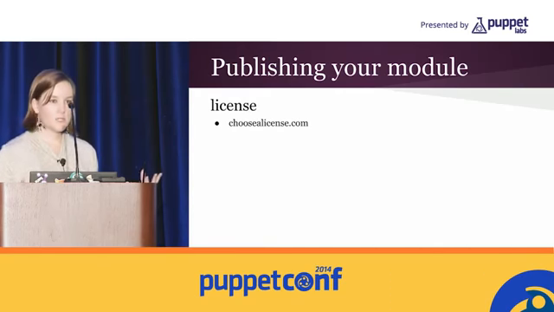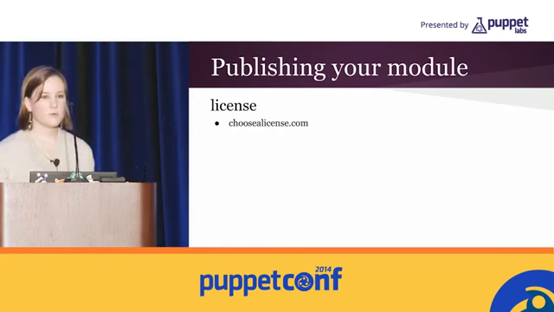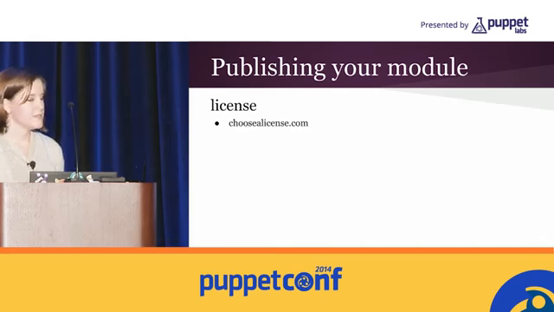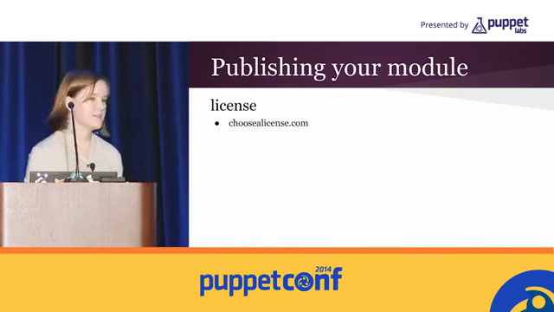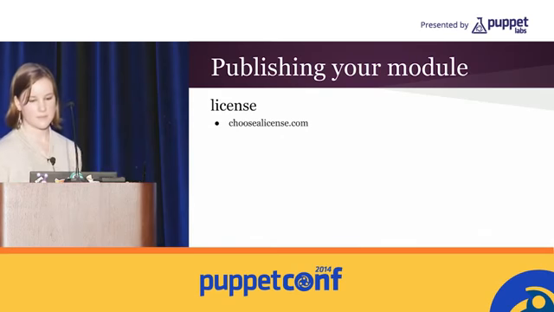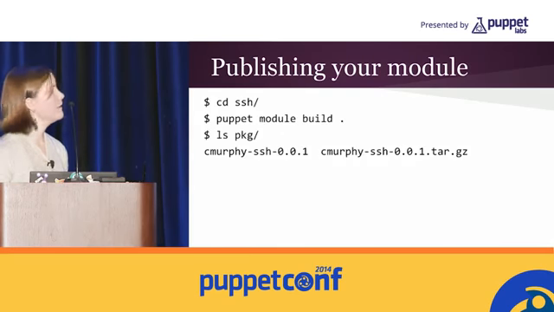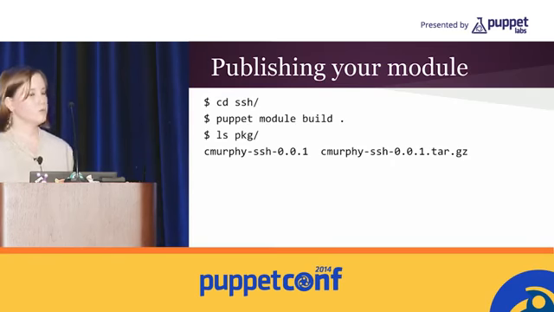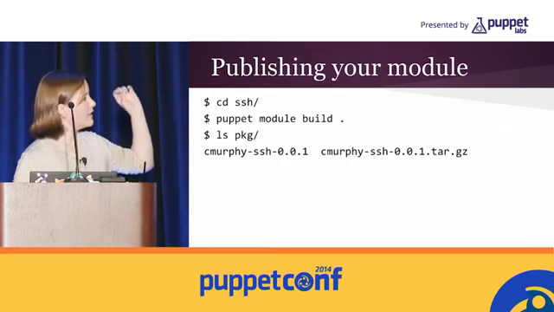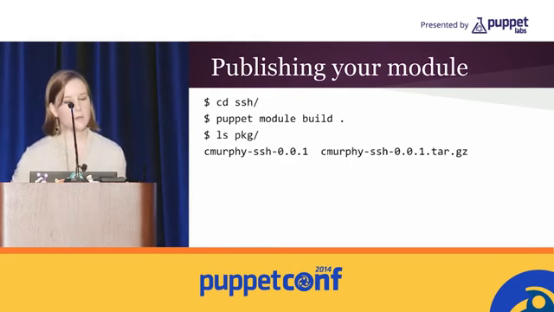And of course, since your module is a piece of software, it needs to be licensed. Most modules are using the Apache 2 license, but if that doesn't work for you or for your company, you can go to choosealicense.com to figure out a different license. Now that you have all those components, you can build the module with the puppet module build tool, and this will generate a checksums file and create a tarball that you will be able to upload to the Forge.